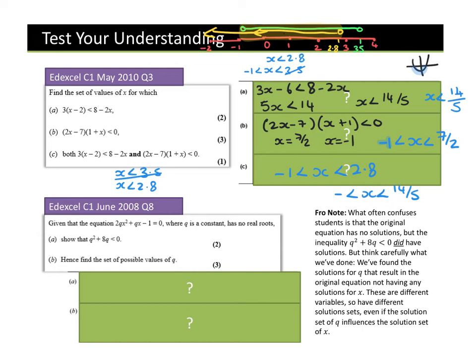Given that the equation 2qx squared plus qx minus 1 equals 0, where q is a constant, has no real roots, that means our discriminant is less than 0. It says show that. Okay, so remember, we always write our A equals 2q, our B equals q, and our C equals minus 1. You have to write that. No two ways about it. You need to write this down.